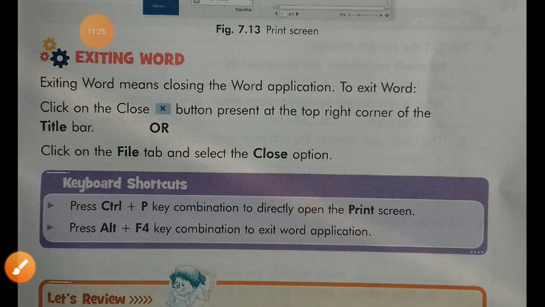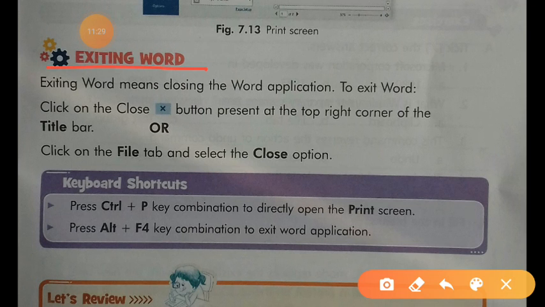Now next one is exiting Word. How to exit from Word? Exit Word means closing the Word application. To exit Word, click on the close button present at the top right corner of the title bar. Dear students, in the top right corner of the title bar you will see 3 options there.